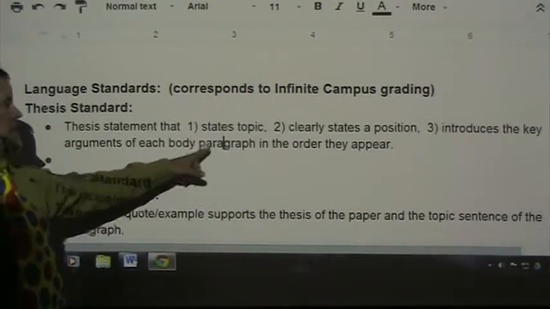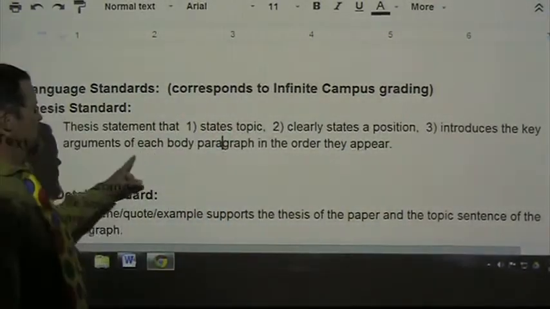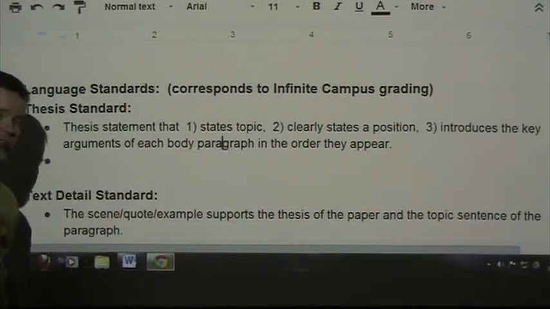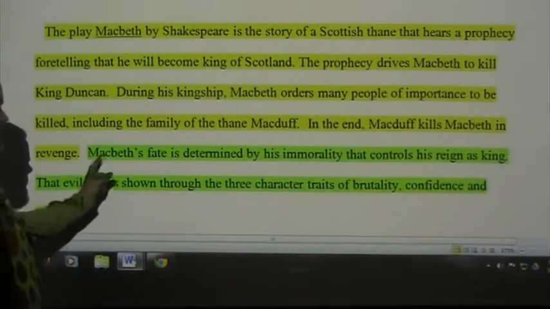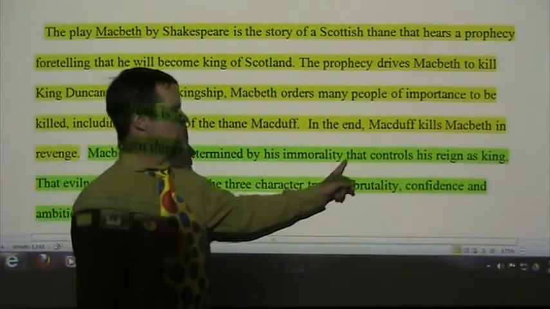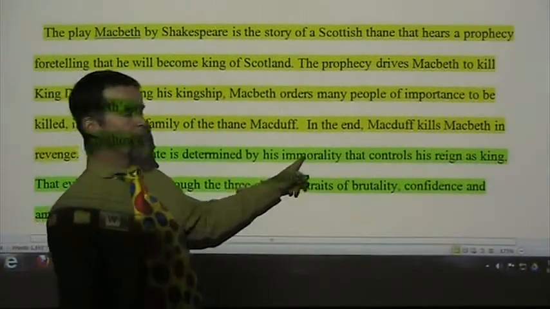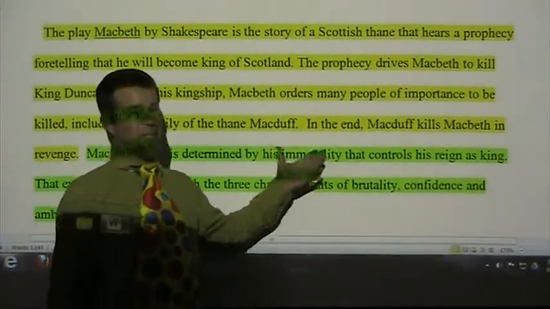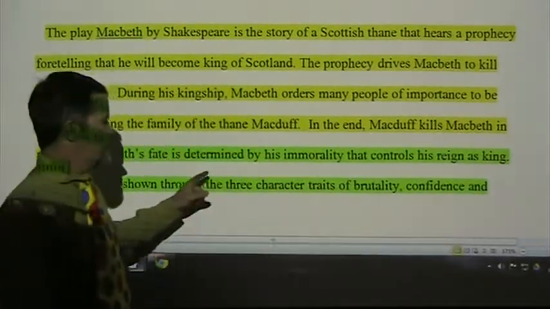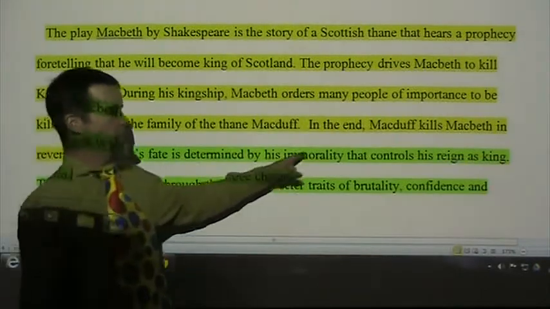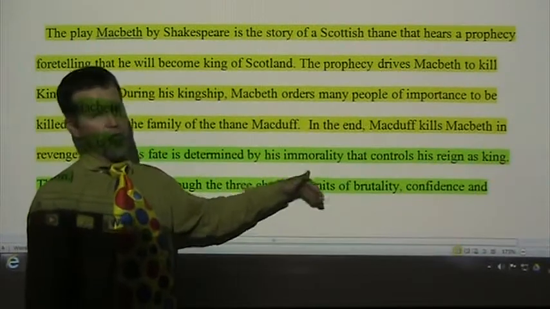Again, as I said, a thesis statement must state a topic, clearly state a position, and introduce the key arguments of each body paragraph. Let's see if this student did that. Macbeth's fate is determined by his immorality. This seems to be a topic. Macbeth's fate, and it's determined by his immorality. This is both a topic and probably a claim or a position. The reason I'd say it's a position is that the fate is determined by his immorality is the writer of this essay's opinion. And that's what they're going to prove in their paper.